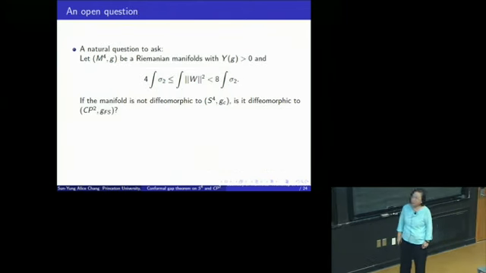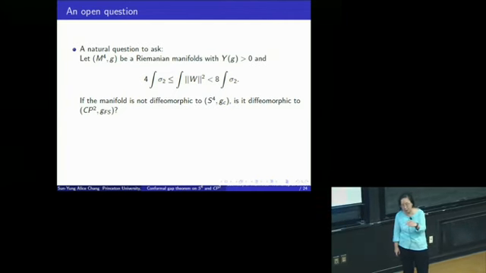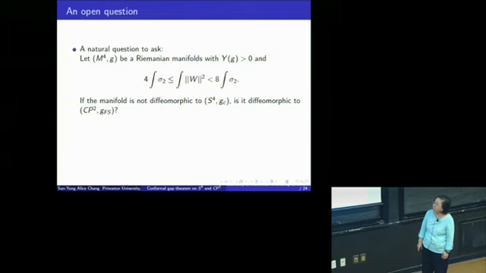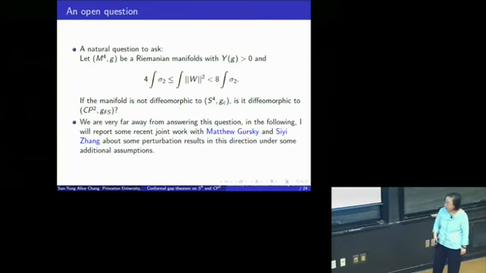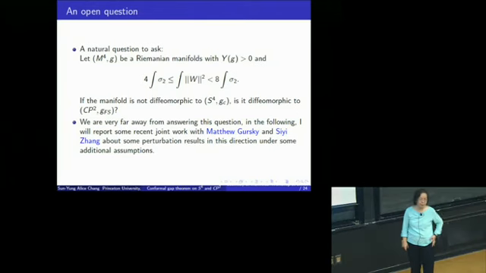Okay, so looking at the list above, a question we are trying to see is, after S4, what is the next step? It seems to us that a natural question to ask is, if the ratio is between 1 and 2, so this first functional and the second functional are squeezed between 1 and 2, we are asking if the manifold is either diffeomorphic to S4 or diffeomorphic to CP2. So we are asking if that's true. We are very far from answering this question.